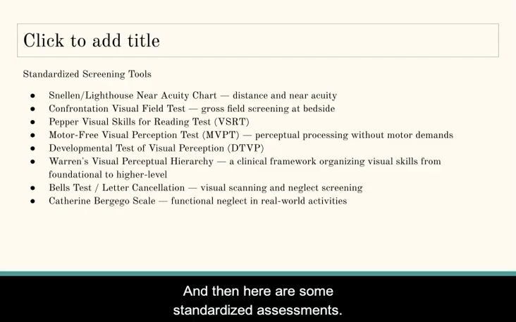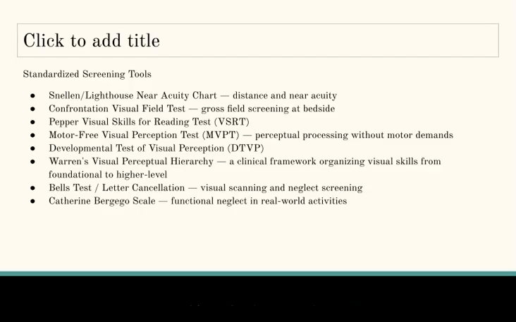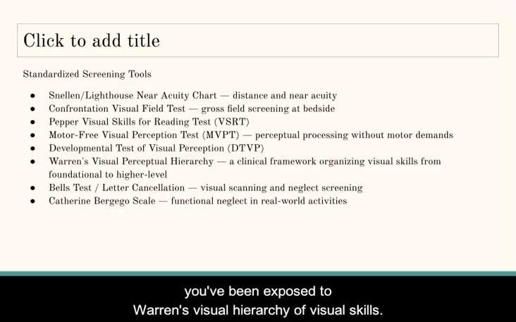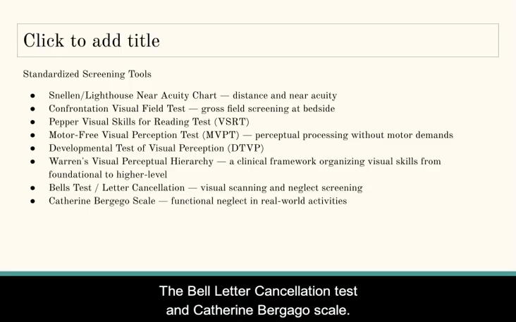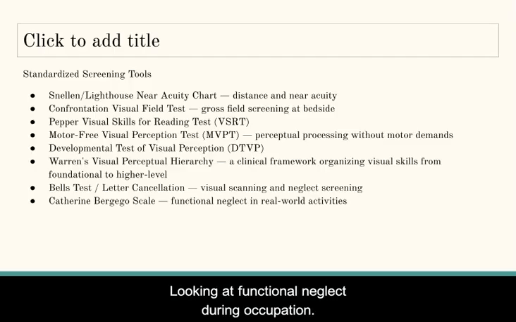And then here are some standardized assessments. Some of these you have been exposed to and some you will be exposed to later on. The Snellen acuity chart, confrontation testing, so doing your visual field testing, the MVPT, the DTVP. You've been exposed to Warren's visual hierarchy of visual skills, from what you need at the very basic foundational level to be able to perform more higher level vision and cognitive tasks, the Bell letter cancellation test, and Catherine Bergego scale, looking at functional neglect during occupation.